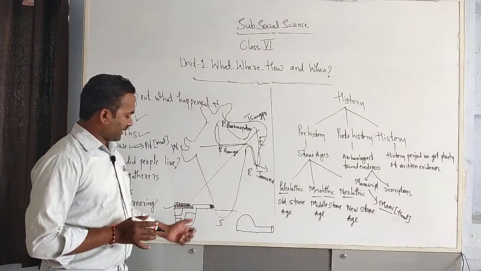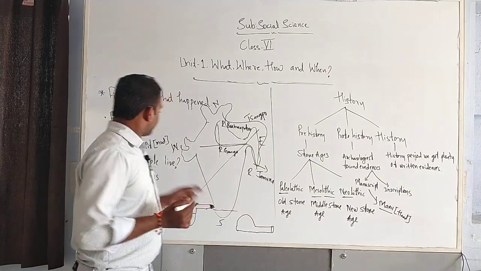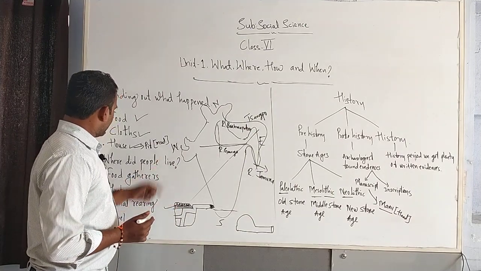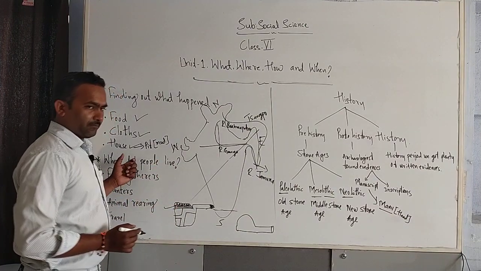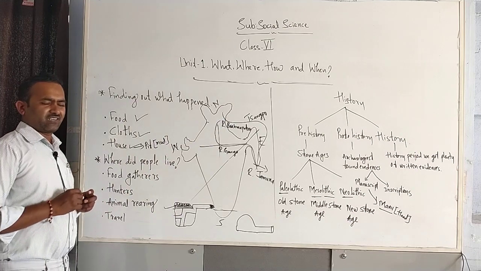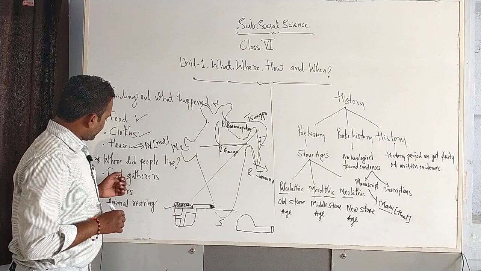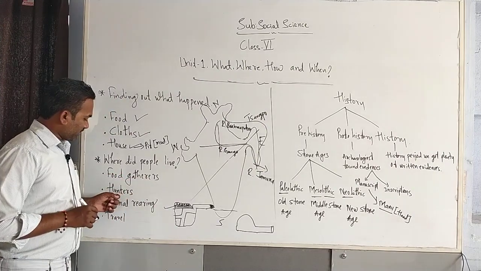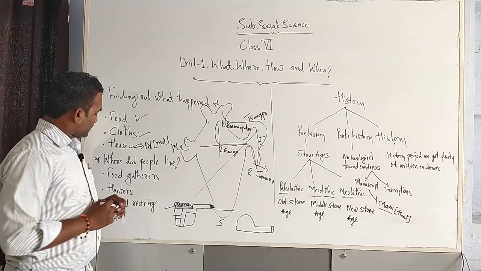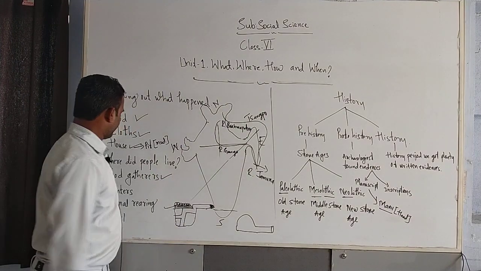Okay, so in ancient time, which type of house did the people use? Pit house, otherwise we can also call it a mud house. Okay, second point, where did people live? This is a very important point we can see here. First point is food gatherers, second point is hunters, animal rearing and travel. So let us go to the first point, hunters, food gatherers.